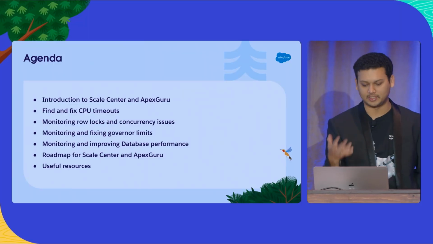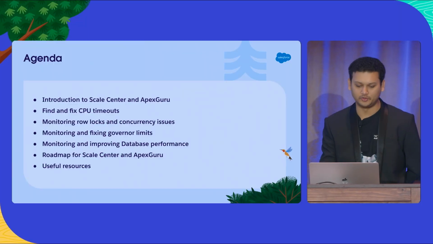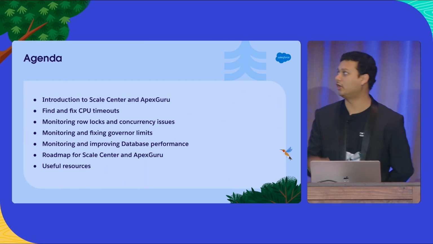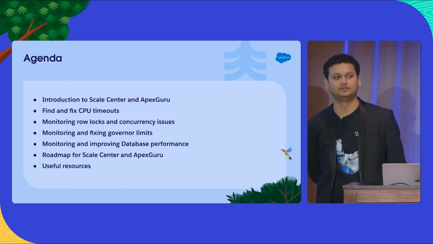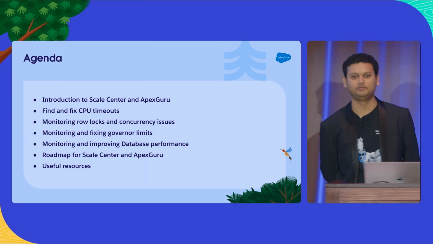Our goal today is to show you live how to reproduce some of these errors, and then we'll show you the roadmap that we have for Scale Center and ApexGuru and share some useful resources. How many of you have turned on Scale Center in your orgs? Okay. Two. Only two hands. Our goal by the end of this session is to help you understand the product, and then we'll ask you again if you want to turn it on or not. So I hope it's going to be fun.